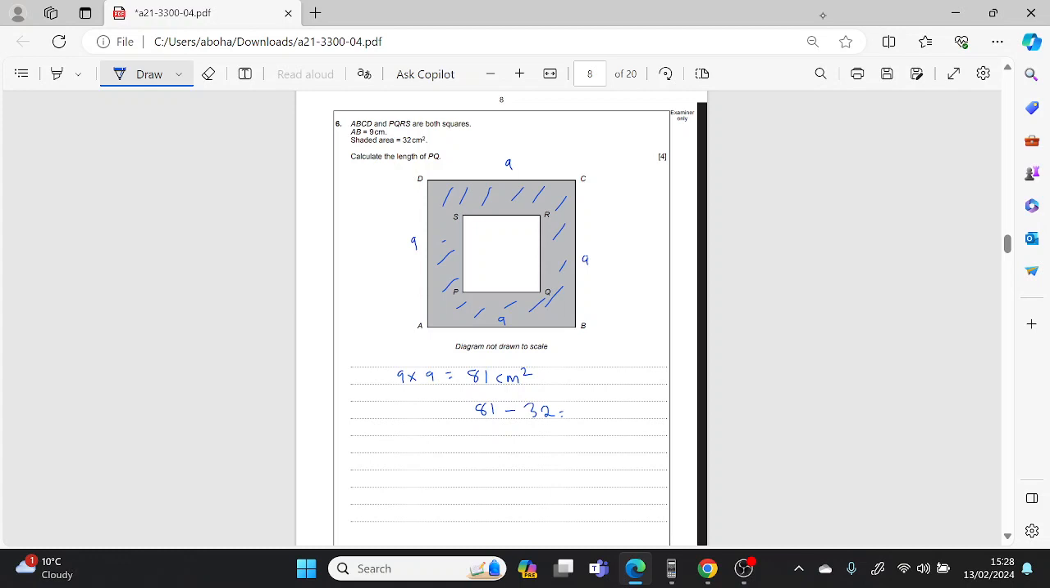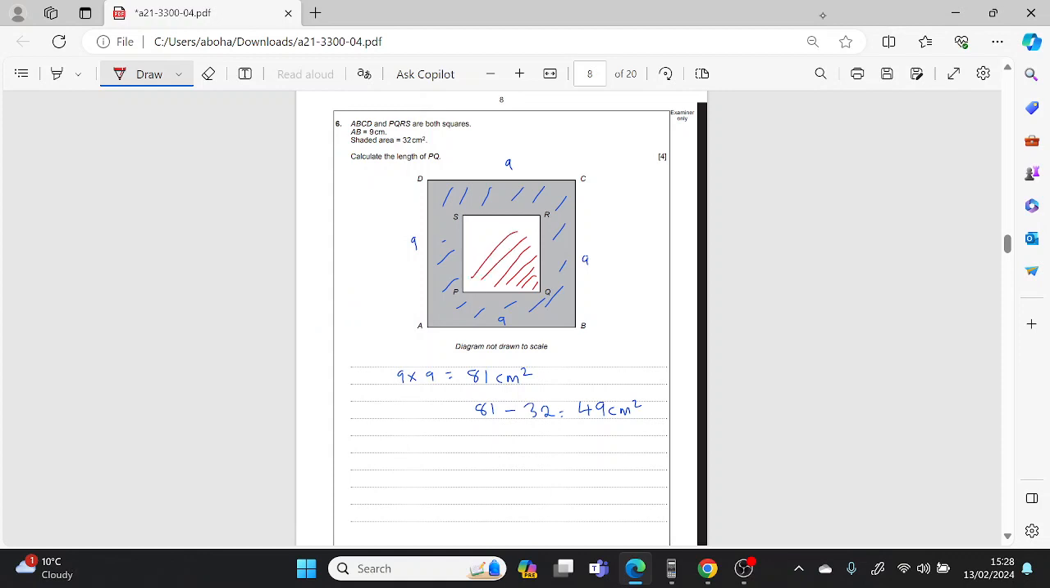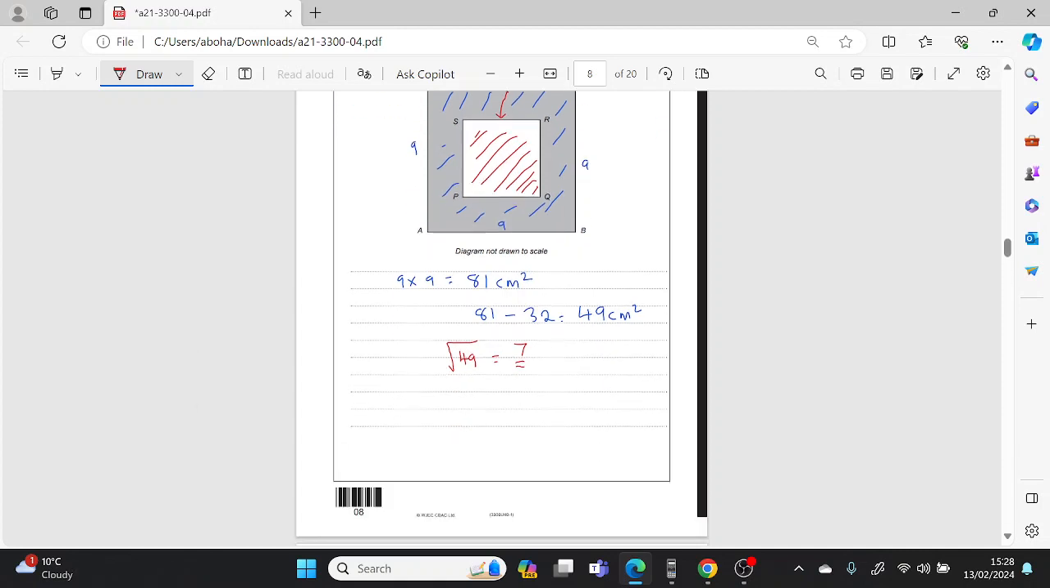49 centimeter squared. So now I know for a fact that this here must be 49 centimeter squared. If I square root 49, this will allow me to work out the length of each side of the square here. And the answer to that is going to be 7. So the answer is 7 centimeters.